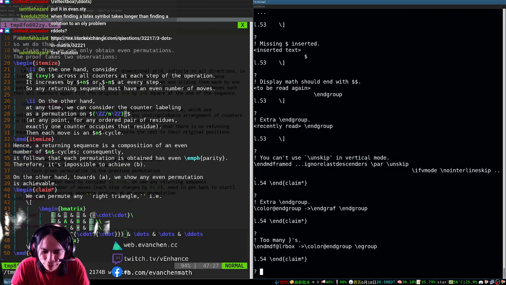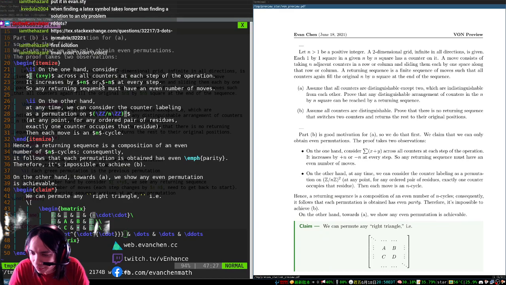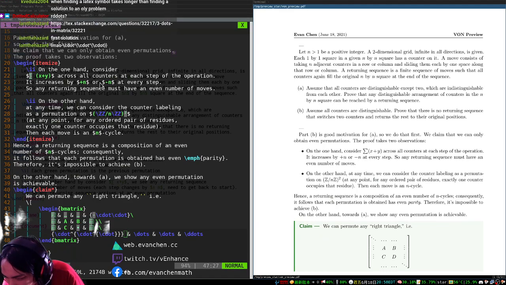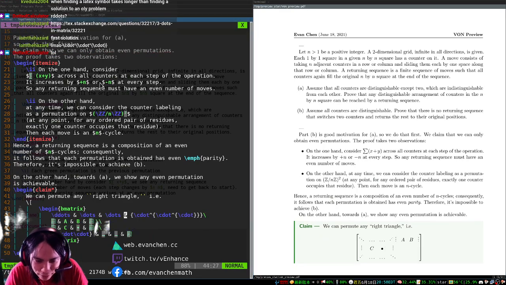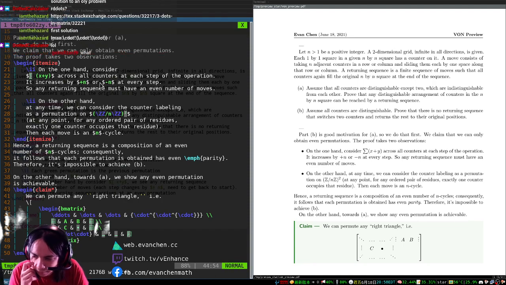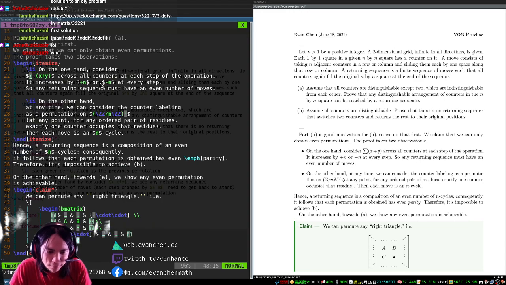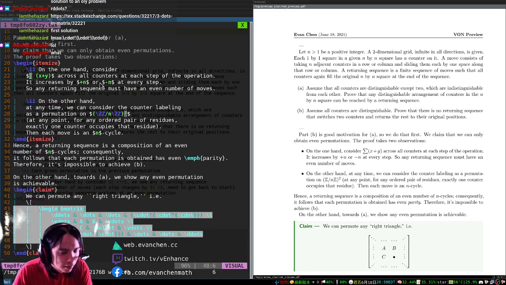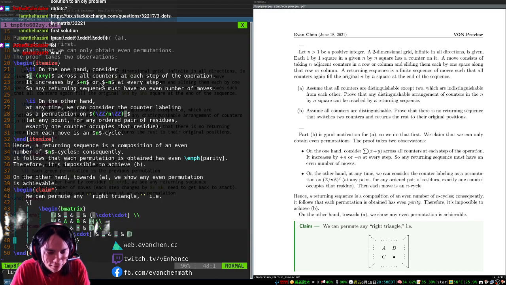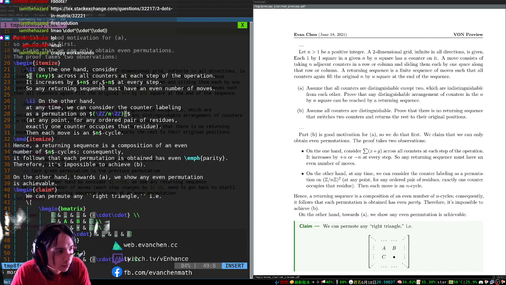Oh my god, now it's throwing 10 billion errors at me because of one broken dots command. I forgot the double backslash. Nice! C dot, C dot, C dot. What a great solution.